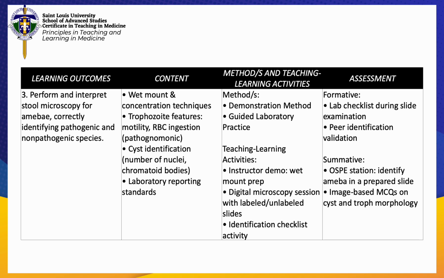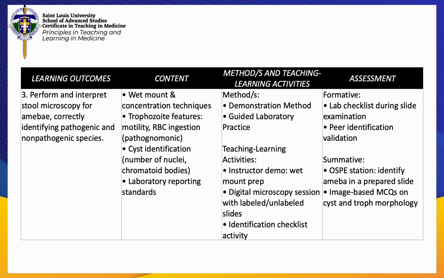The third outcome is to develop psychomotor competence. The students perform wet mounts, differentiate trophozoites by motility and RBC ingestion, and identify cyst structures based on nuclei and chromatoid bodies. The strategy includes demonstration, guided laboratory practice, and digital microscopy.